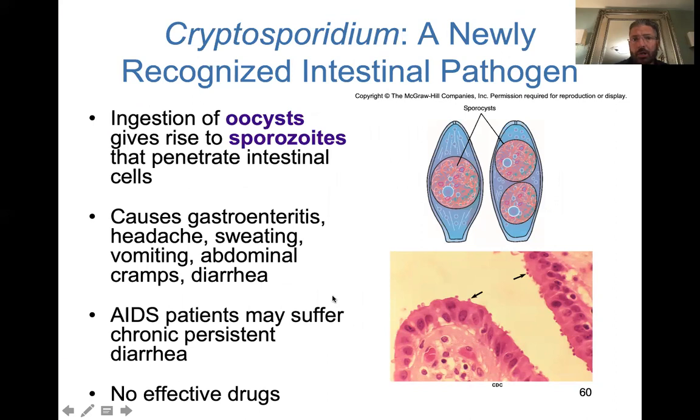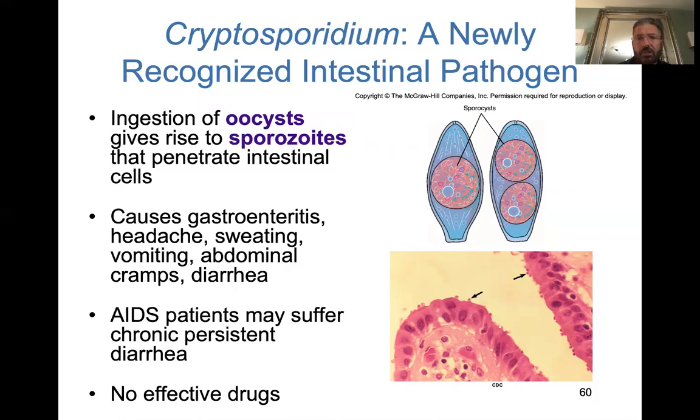So here's just showing you ingestion of the oocysts. And usually oocysts, when you see this, think of cysts or eggs, all right? It gives rise to sporozoites. So you're going to consume the oocyst, sporozoites. And right here, it's showing it attaching, those are your microvilli in here, right? So it's literally attaching to your brush border, those microvilli, which are there for surface area.